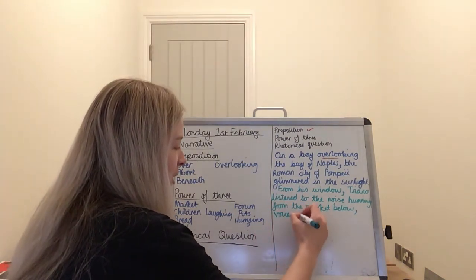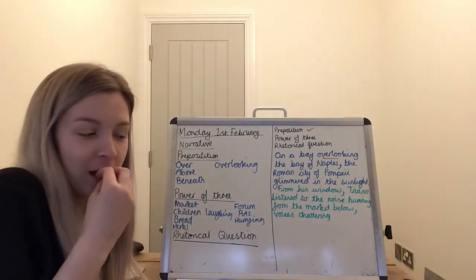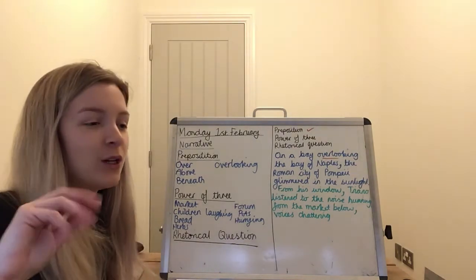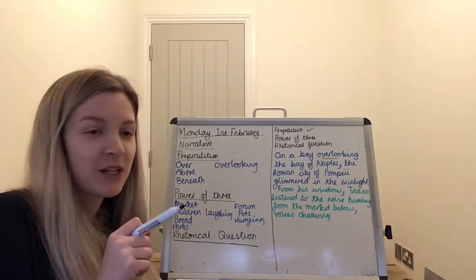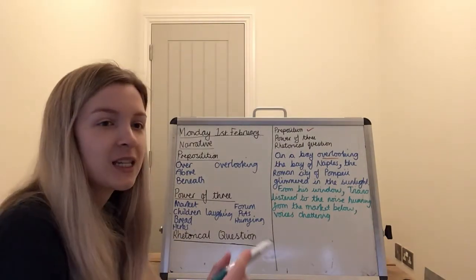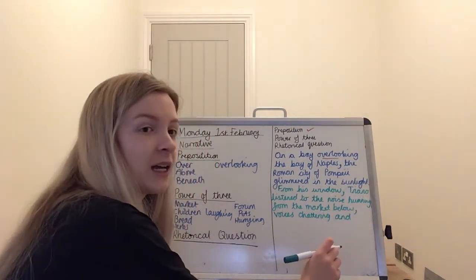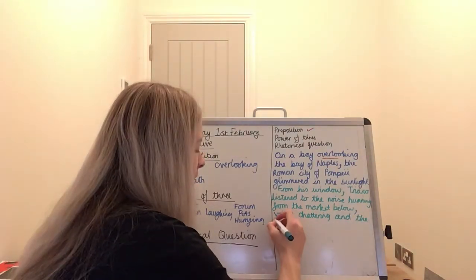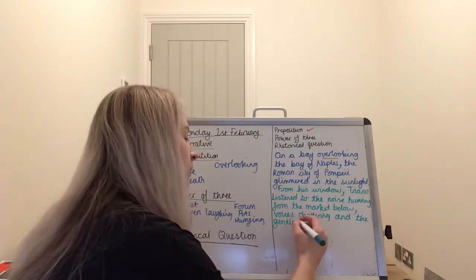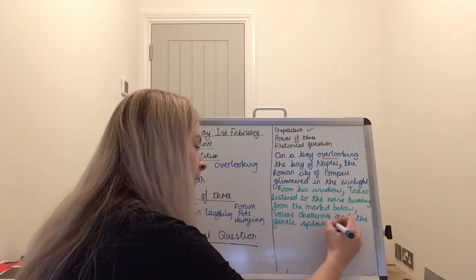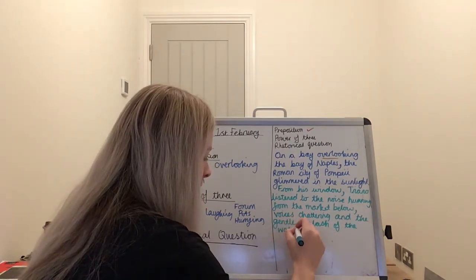Voices chattering. I'm really going for that sense of hearing, aren't I? But you might go for the sense of taste, or feeling, or what he can notice. What he can see. It's up to you. You might change it up and mix a few together. So humming from the market below, voices chattering, and here comes an and, because here comes my 3rd thing, and the gentle splash of the water in the bay.